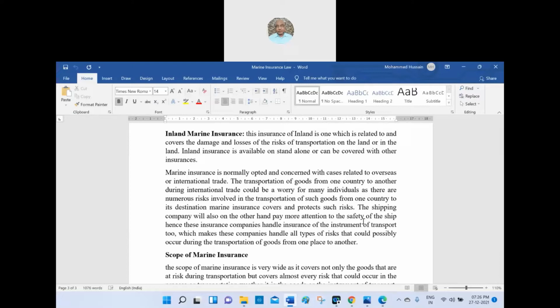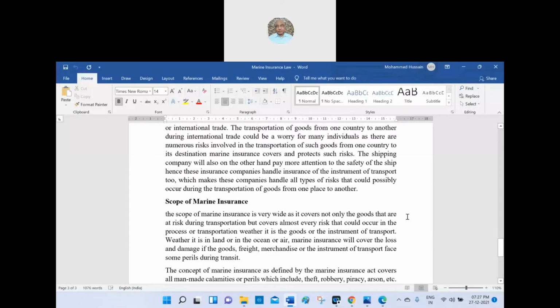The transportation of goods from one country to another during international trade could be a worry for many individuals, as there are numerous risks involved in transporting such goods from one country to its destination. Marine insurance covers and protects against such risk. See, where long-distance merchandise is going from one country to another, there are a lot of risks, either man-made or God-made. The shipping company will also, on the other hand, pay more attention to the safety of the ship. Hence, these insurance companies handle the insurance of the instrument of transport too, which makes this company handle all types of risk that could possibly occur during the transportation of goods from one country to another. And generally, as I told you, ocean marine insurance's premium is high because the chances of damage or untoward incidents are greater; the probability of risk is more on water.